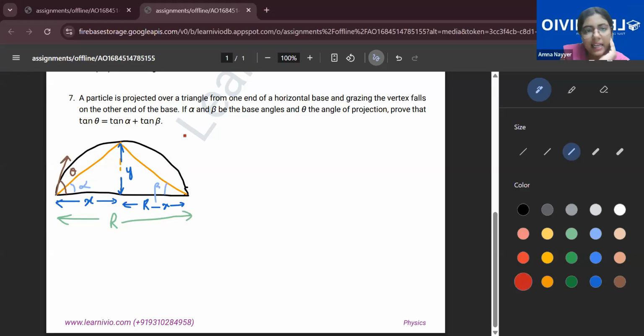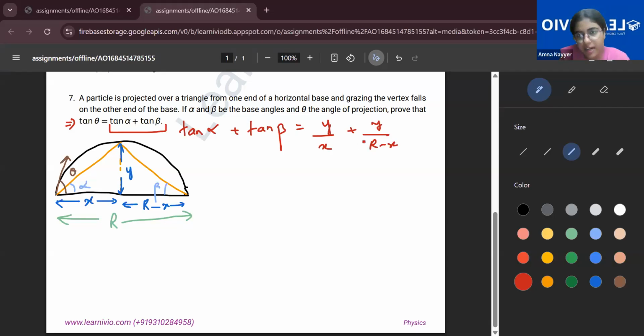Tell me what will be tan alpha. Or I'll straight away write tan alpha plus tan beta. I'm solving this term first because this is a little tricky. Now tell me what is tan alpha. Y upon x. Very good. And what is tan beta? Y upon R minus x.